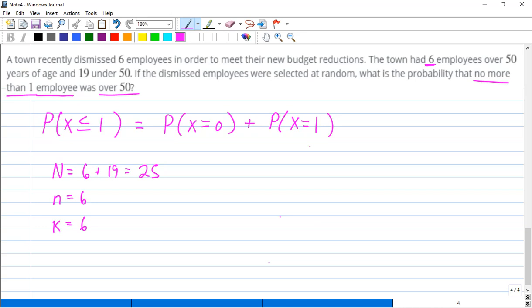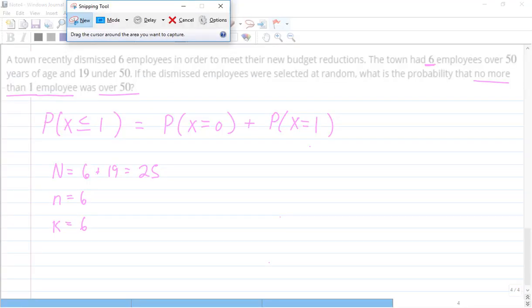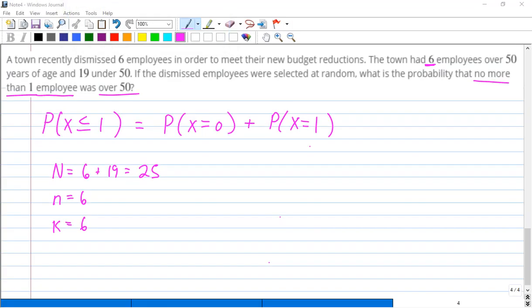All 6 could be over 50, right? But it would be a little different if we were talking about the other age group. That may be a little confusion. That's okay. It's okay to be confused sometimes, but we'll work through it. All right, so now we want to use our formula. Remember our formula? We're going to use it twice because we have to add up x equals 0 and x equals 1. So here's our formula.